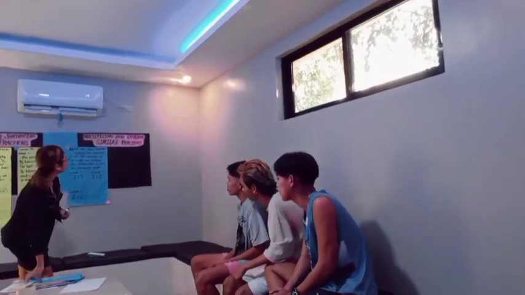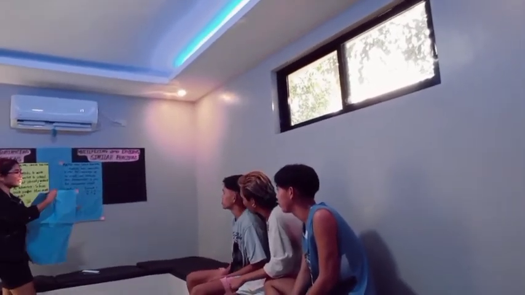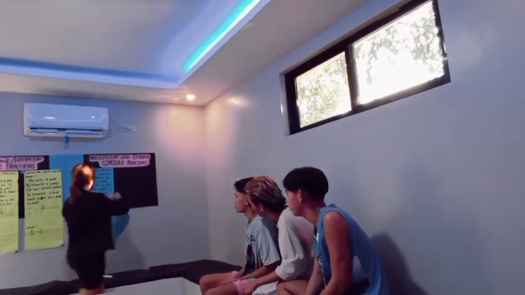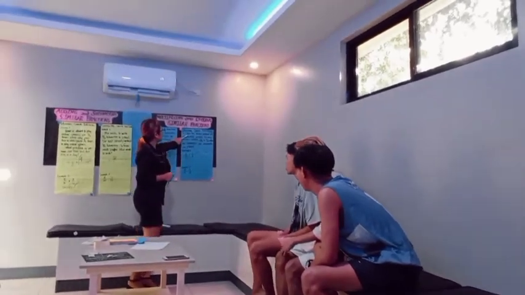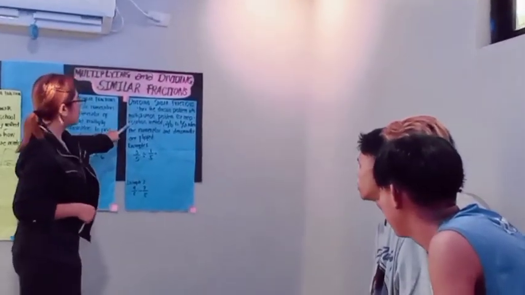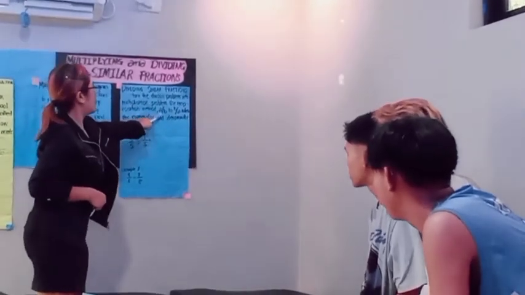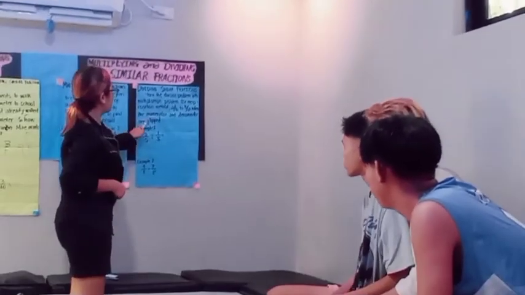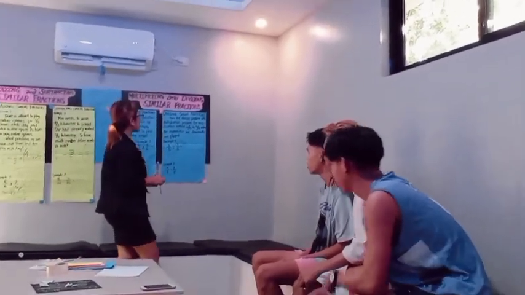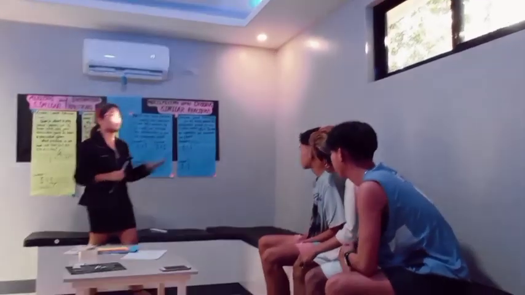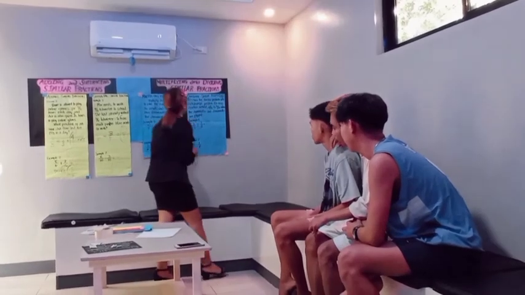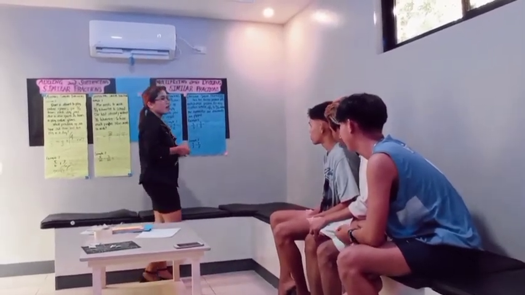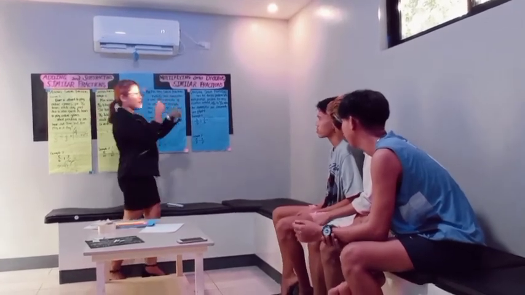So let's proceed to dividing similar fractions. Class, can you read this? Turn the division problem into a multiplication problem. Use the reciprocation method: A over B to B over A, where the numerator and denominator are flipped. So what does it mean? It means that we will use the reciprocation method, which means you will just flip the fraction.